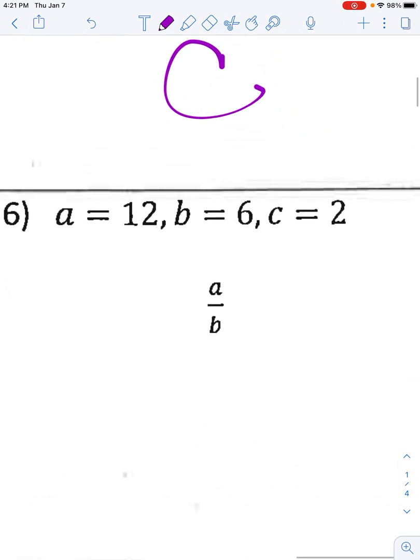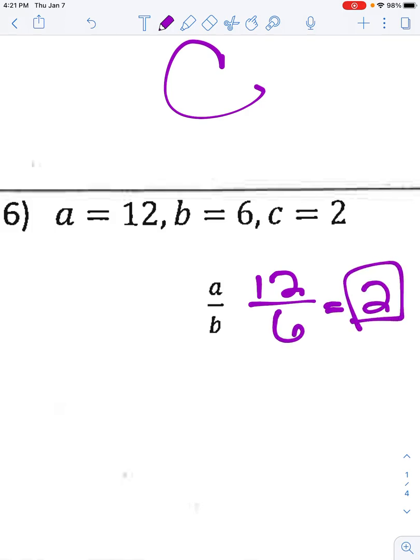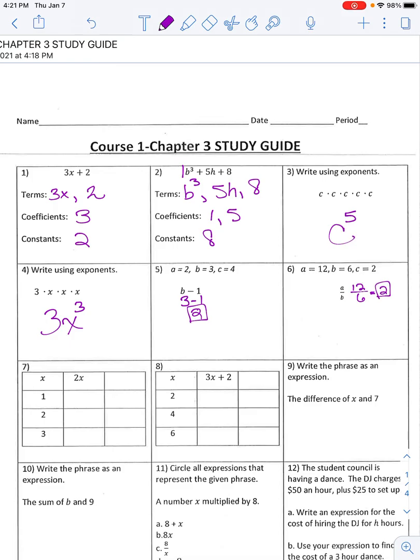Number 6, A is 12, B is 6, C is 2. We're going to substitute in for A. Substitute in for B. 12 divided by 6 is 2.